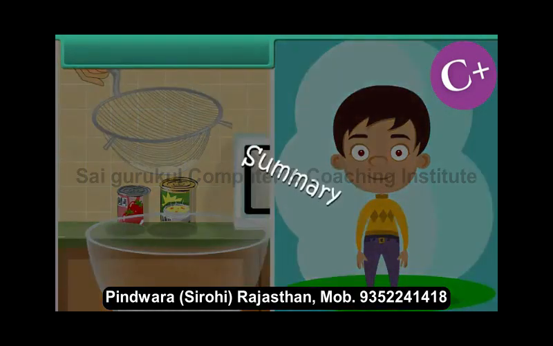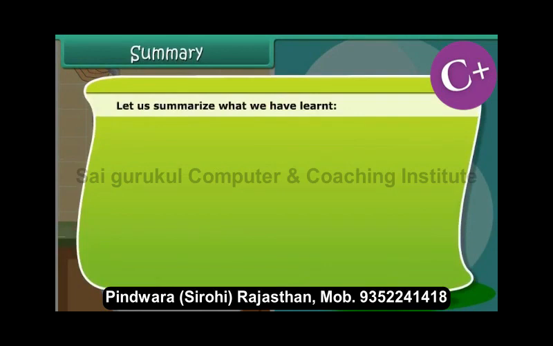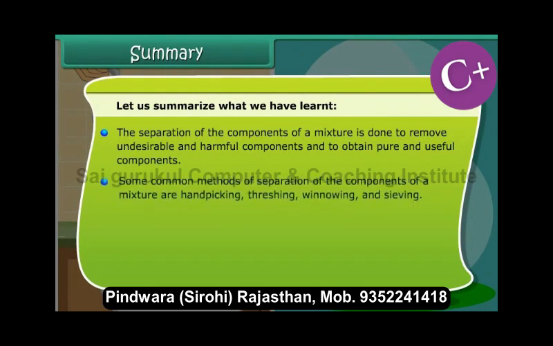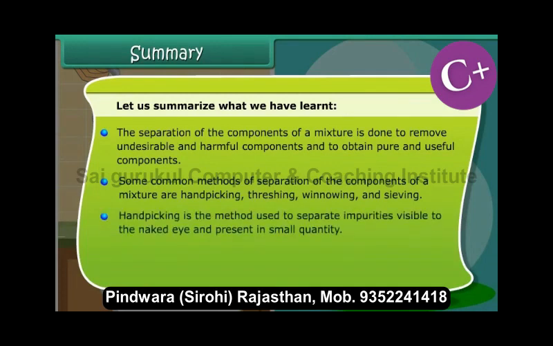Summary. Let us summarize what we have learned. The separation of the components of a mixture is done to remove undesirable and harmful components and to obtain pure and useful components. Some common methods of separation of the components of a mixture are hand picking, threshing, winnowing, and sieving. Hand picking is the method used to separate impurities visible to the naked eye and present in small quantity.